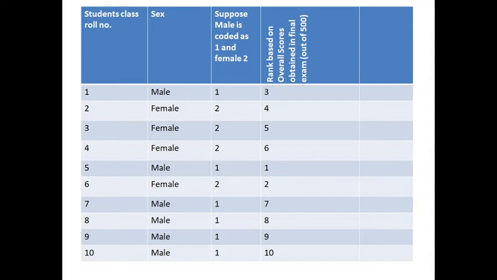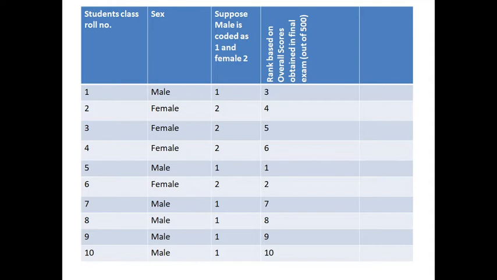Then the third column is presenting the code for different genders, that is 1 for male, 2 for female. And see, the third is female and therefore the code is 2. The fourth is also female, therefore the code is 2. Fifth is male, therefore the code is 1. So 1 for male and 2 for female. The first column, that is nominal scale. The second column, that is nominal scale. Third column, that is nominal scale.